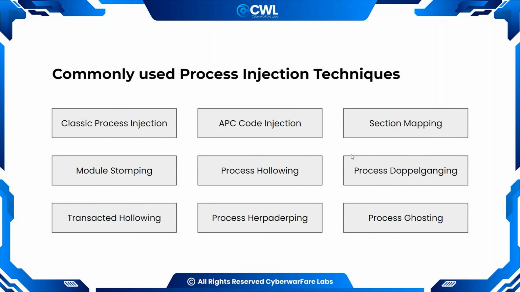So based on their characteristics and behavior, these have been classified as classic process injection, APC code injection, section mapping, module stomping, process hollowing, process doppelganging, transacted hollowing, process herpaderping, and process ghosting. So there are multiple different ways of injecting and executing a malicious payload in the targeted process. Based on its characteristics and behavior, it will be classified accordingly.